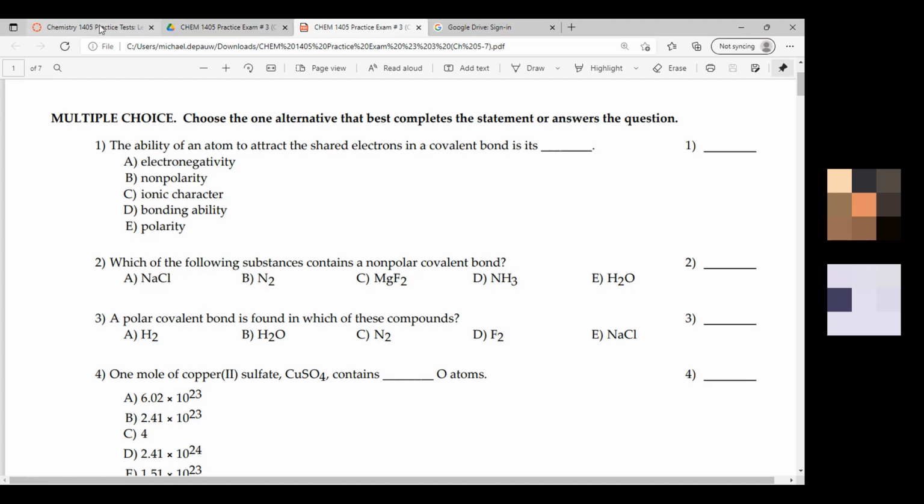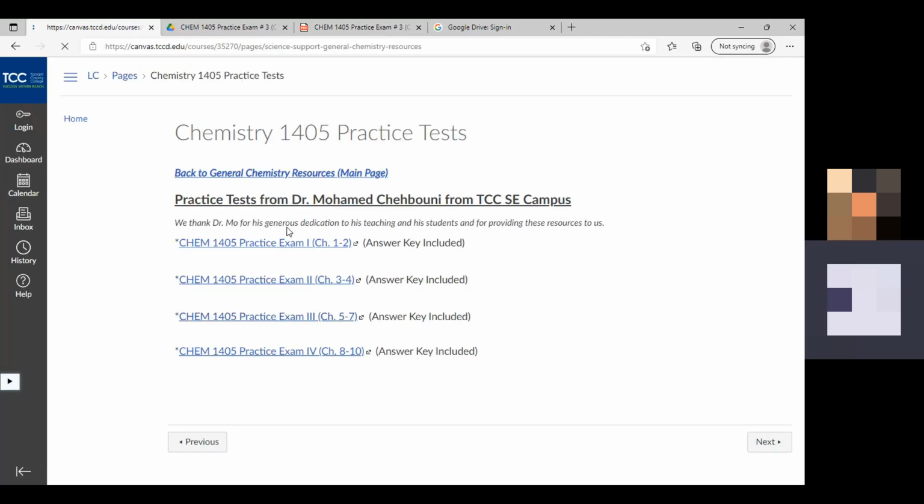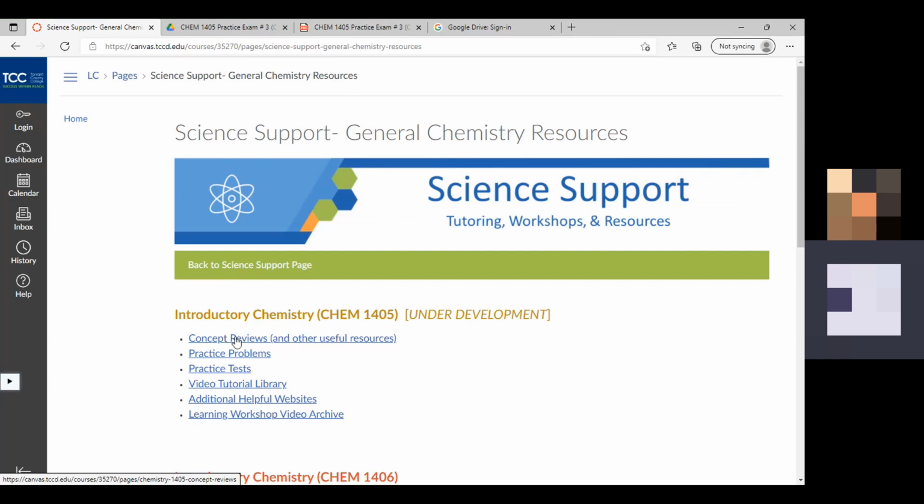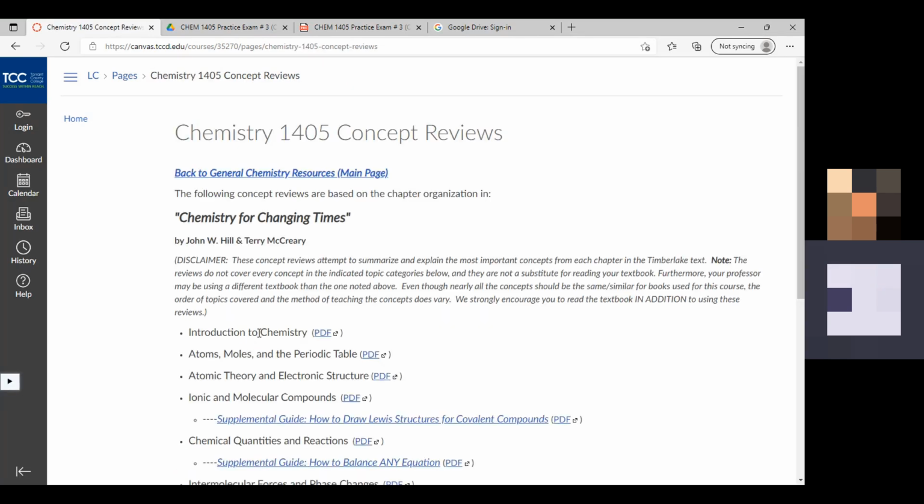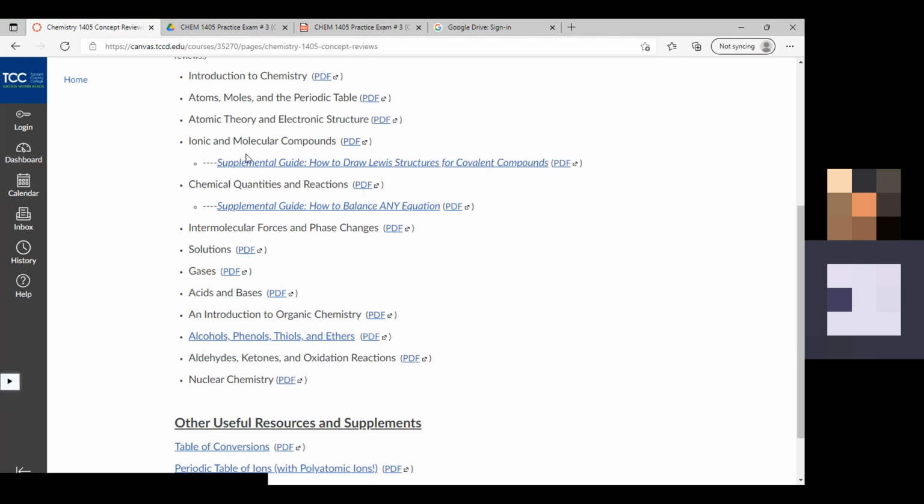Electronegativities, let me actually pull this up. I don't know if you're going to see this or not, but it's going to be under here. Let's do this just because I'm lazy and I don't care.